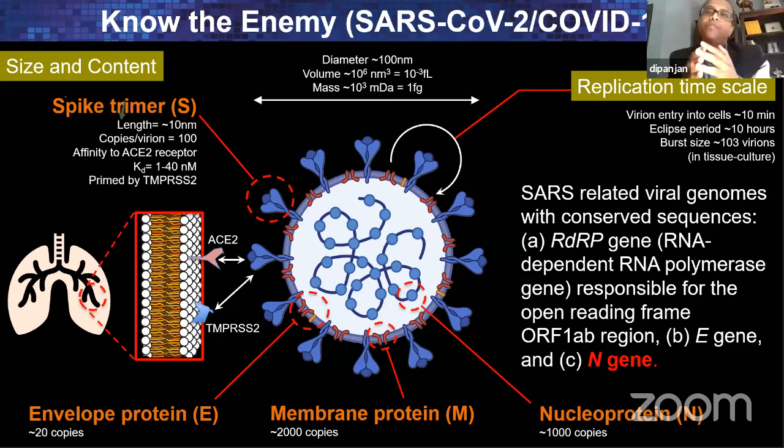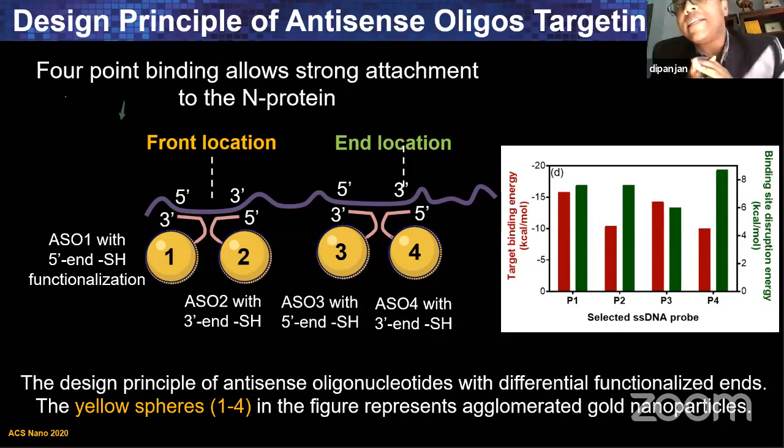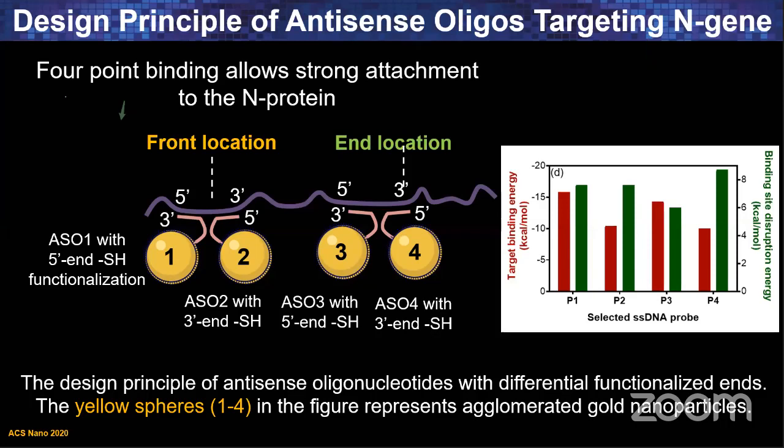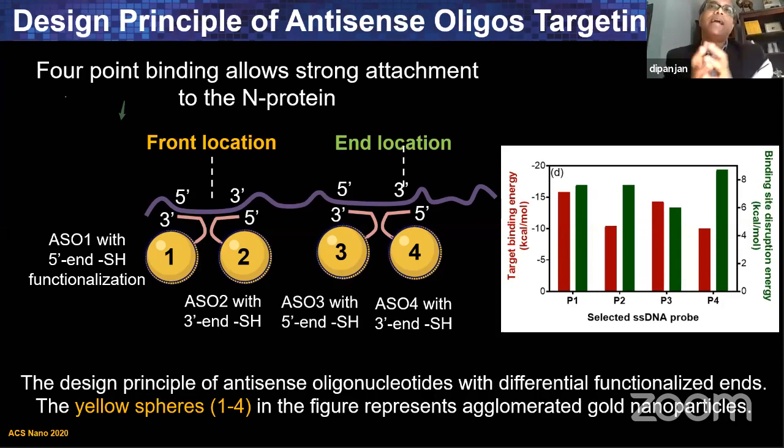So this is a safe target, and we really need to go after this N gene so that it does not really mutate, and we can come up with a universal biosensing approach. So what we did, this is again a classical molecular recognition strategy. It is the design principle of antisense oligos targeting the N gene, where we have a 4-point binding that allows a strong attachment to the N protein.